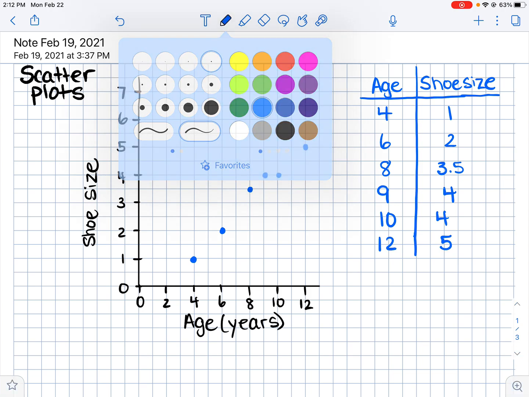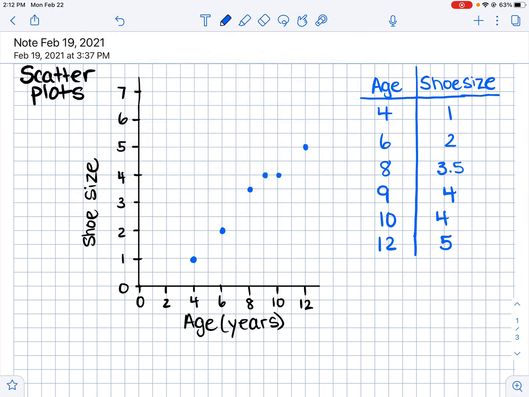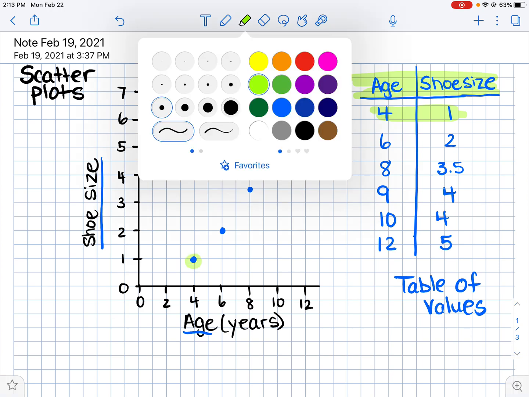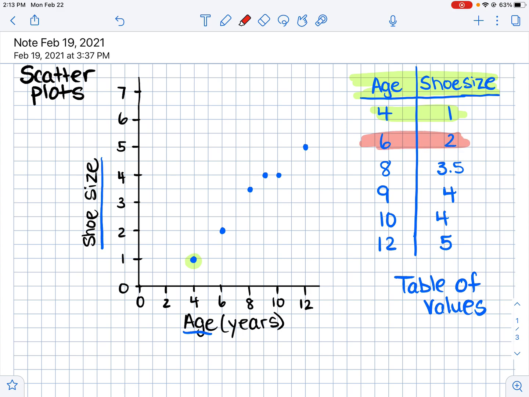Okay, in the first graph, we're looking at age and shoe size. So this right here is a table of values. Somebody who's 4 years old has size 1 shoes, and they're right there on the graph. Someone who's 6 years old has size 2 shoes. They're right here.